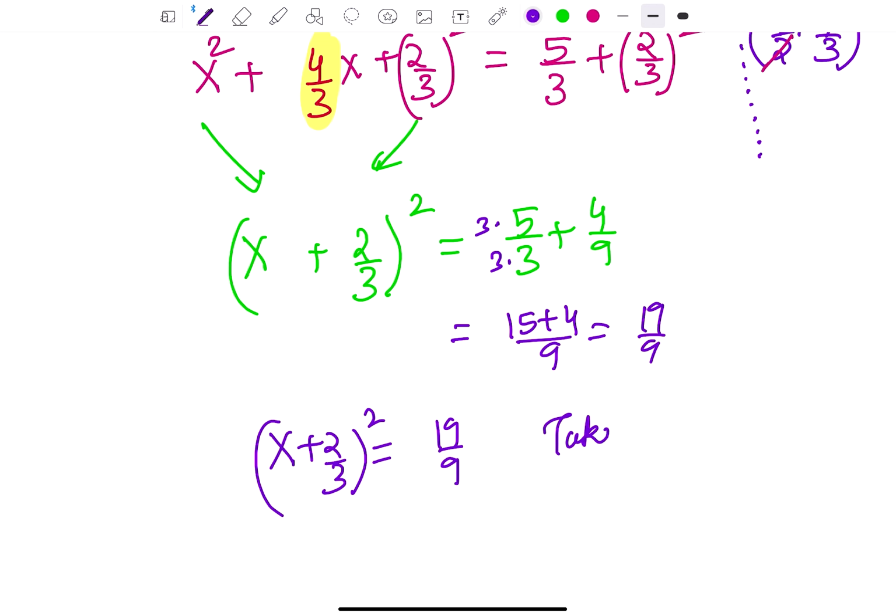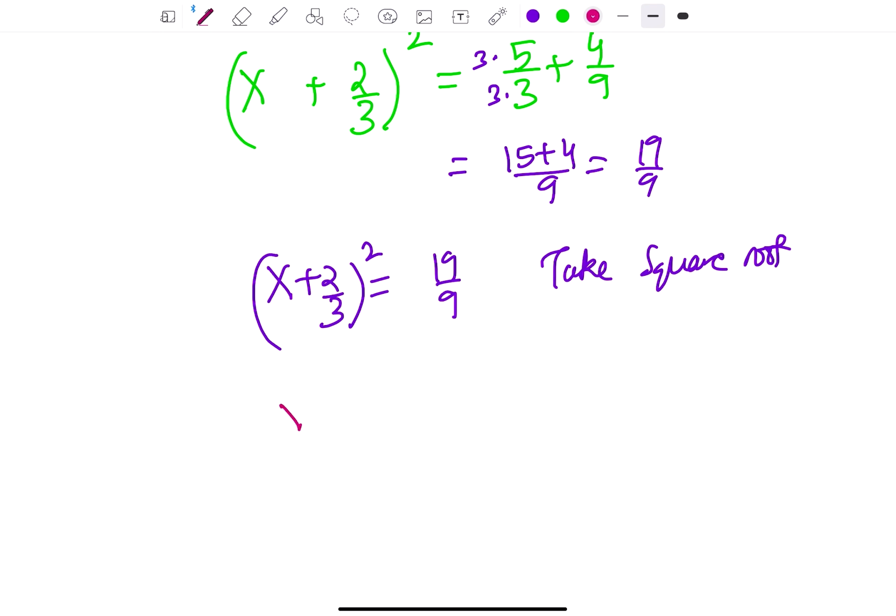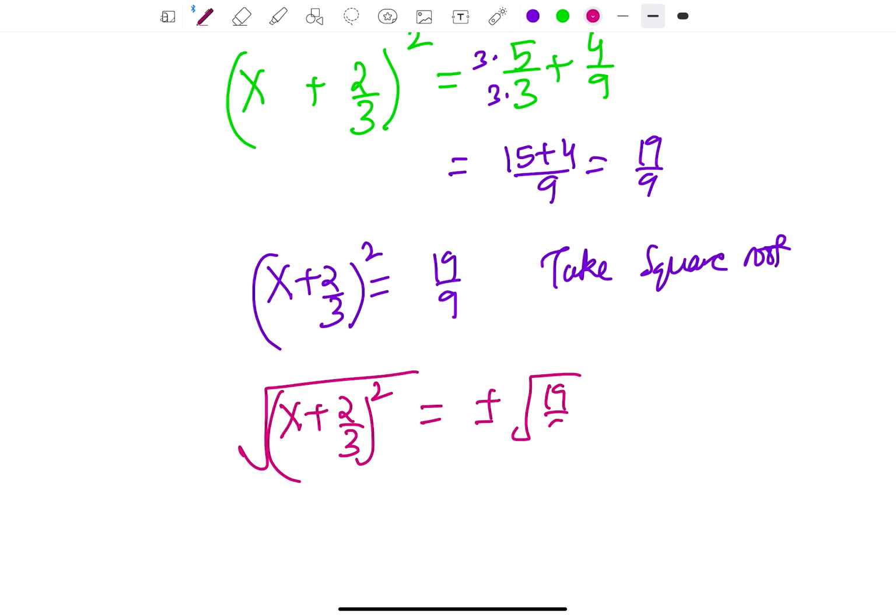Go ahead and take the square root on both sides. So that turns out to be the square root of x plus 2/3 squared equals plus or minus the square root of 19 over 9. All right, so on the left-hand side, square root and square cancel. X plus 2/3 is all we're left with.